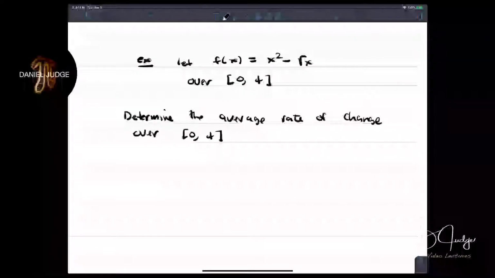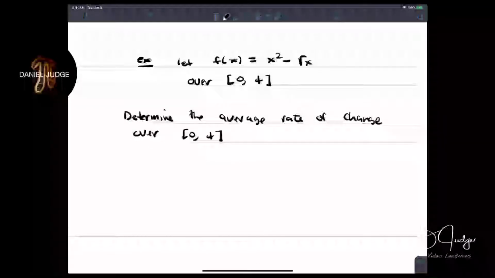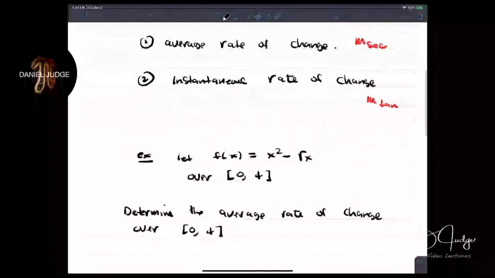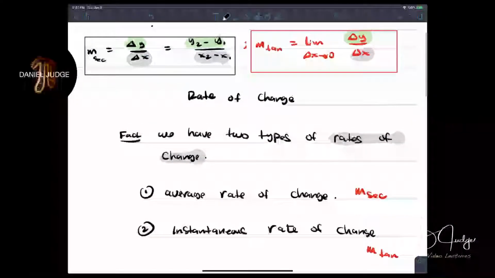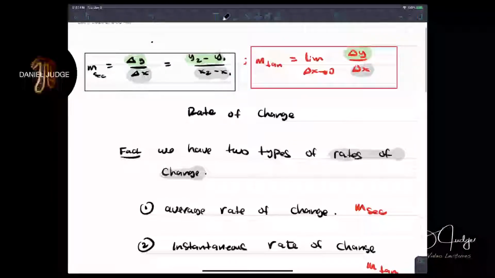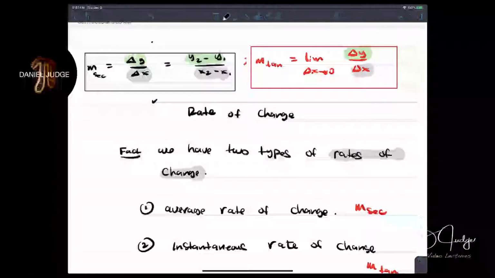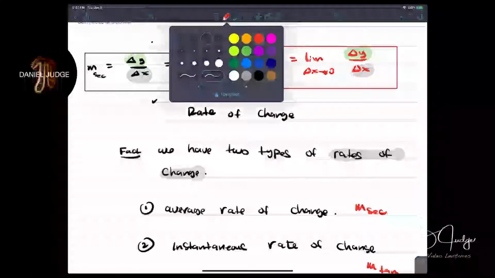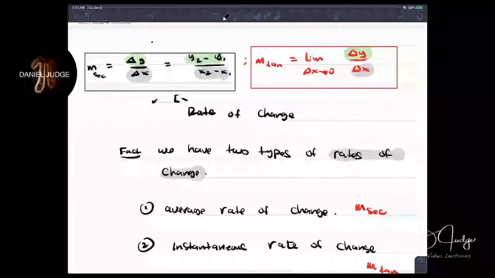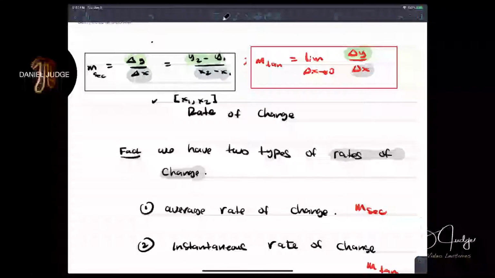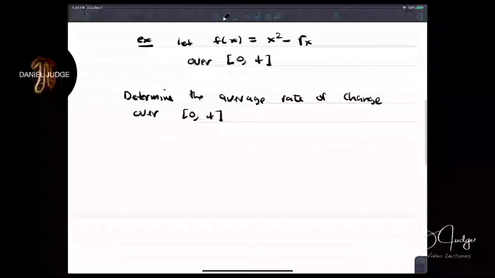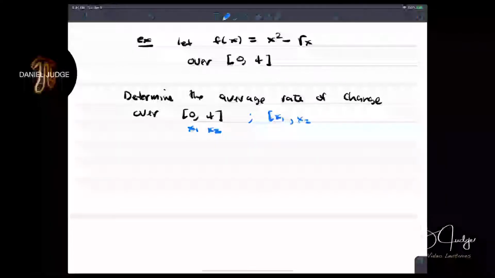And you go, okay, they want an average rate of change over this particular interval. So you might say, I'm going to go back here to what the average rate of change actually is. It's this m secant right over here. And you might say, what are these values, right? x1 and x2. Well, the interval they have here is x1, x2. Here's my first value for x. Here's my second value for x. So they have to give you that interval if they want an average rate of change.